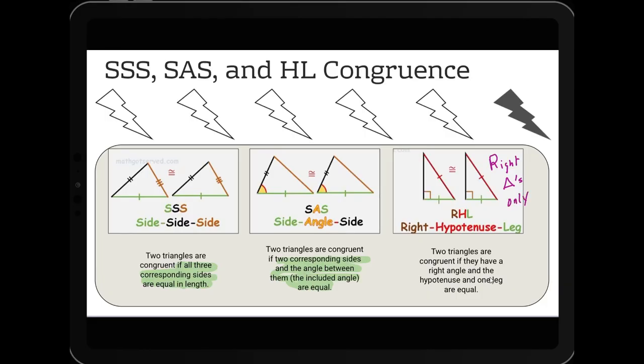What are we looking for? Well, if they have a right angle, they have to have that, where there's a pair of hypotenuses and one pair of congruent legs, then the triangles are congruent to each other. So these are the three right now that we're going to refer to through these practice problems.